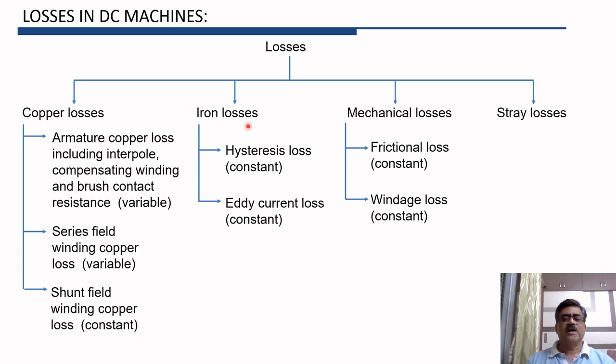Then iron losses are taking place in the core, and these are hysteresis losses and eddy current losses. These losses are also practically constant. Then mechanical losses are because of friction and windage loss, and these are also constant. And there are some losses which are very difficult to determine and which cannot be included in copper, iron or mechanical losses. These are stray losses.